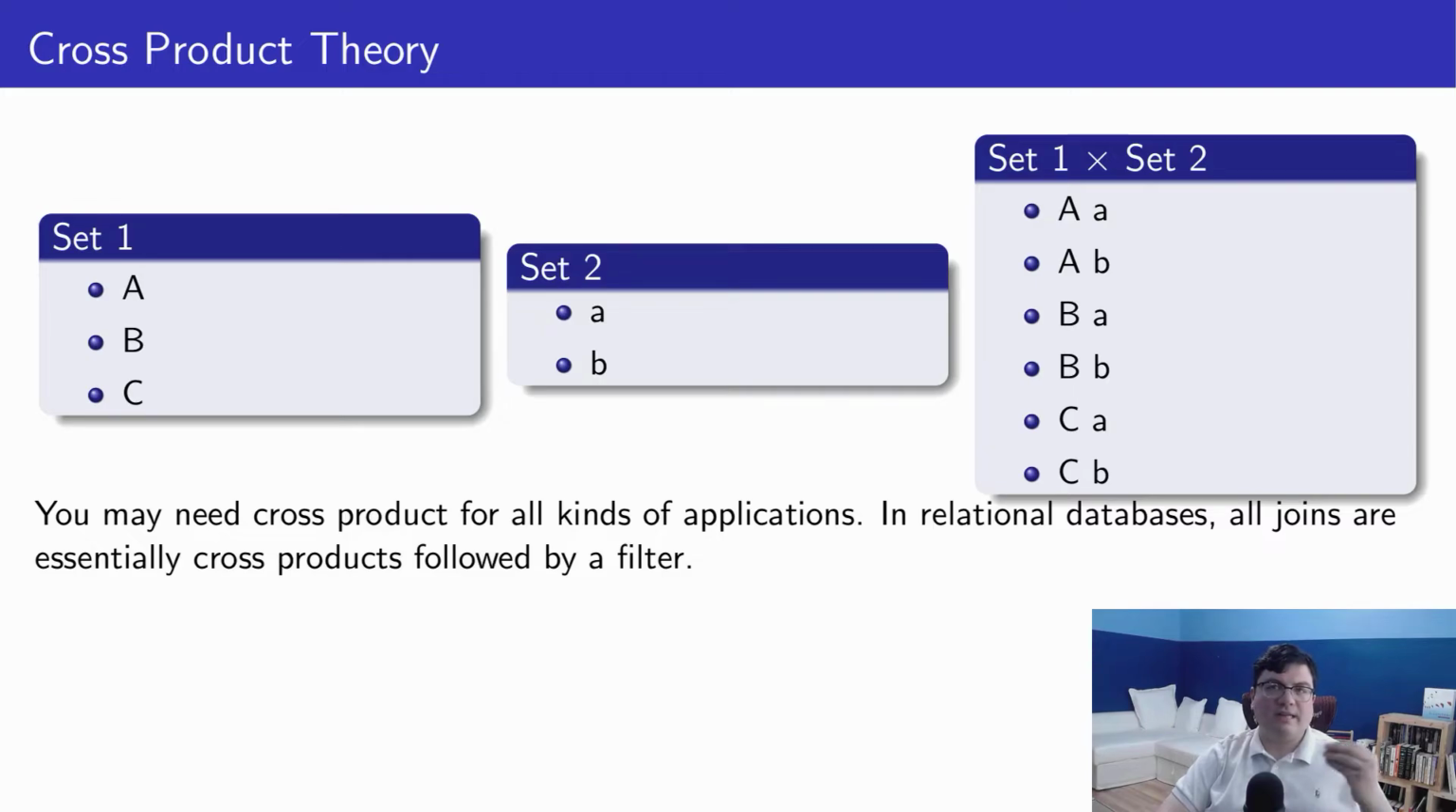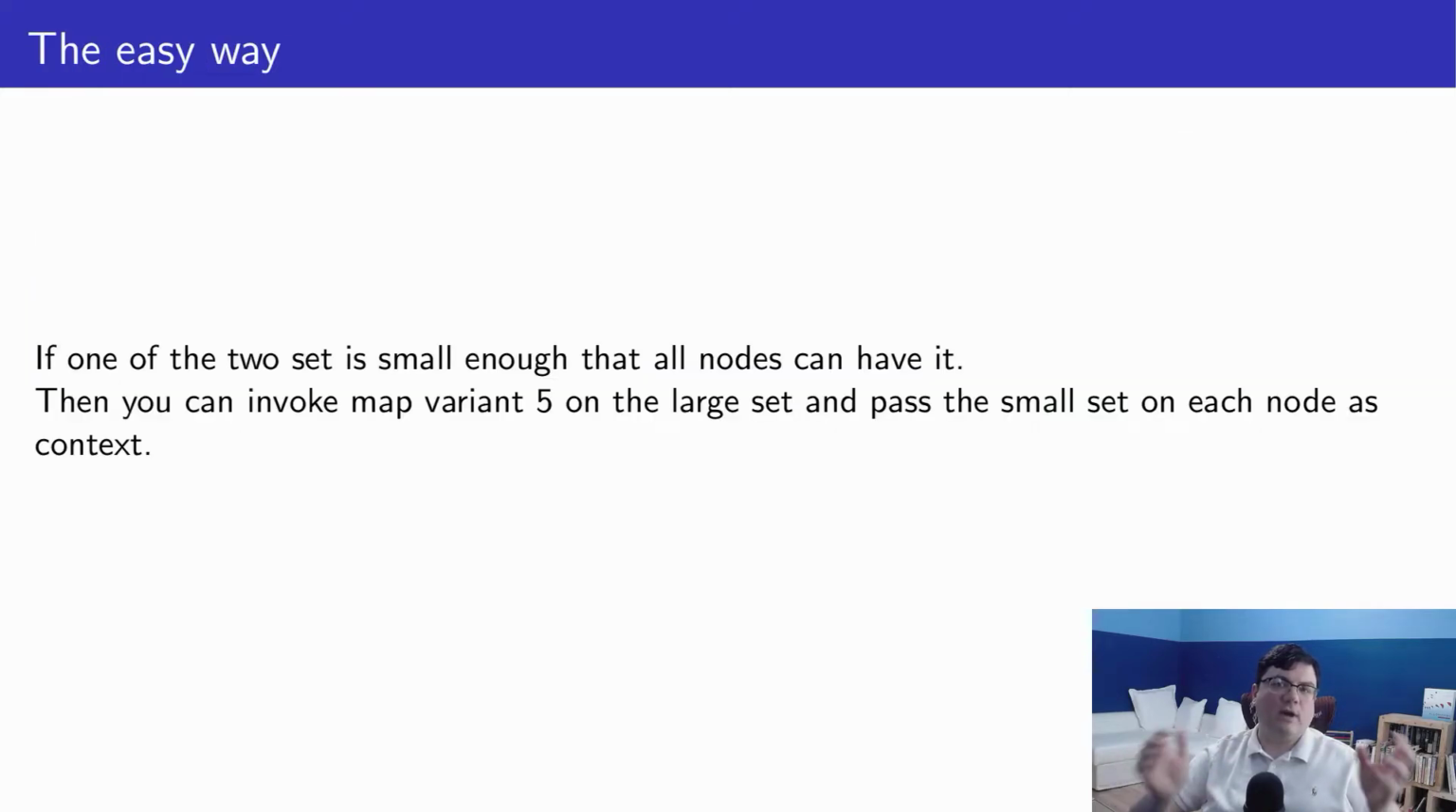Cross-product is an operation that is critical to many applications. In particular, it is a precursor to joins in relational algebra. The cross-product of two sets contains all the possible combinations of an object of set 1 with an object of set 2. There is an easy way to implement cross-product if one of these sets is very small. You can broadcast it on all the MPI processes and just pass it as context to mapVariant5, which you invoke on the larger of the two sets. But in general, sets are too big for this solution to be practical.